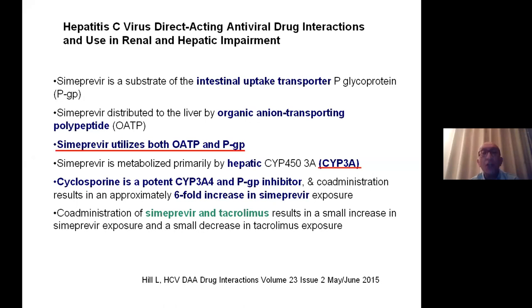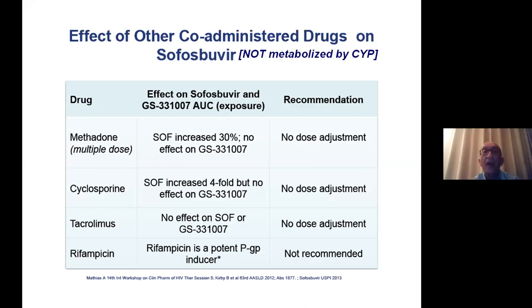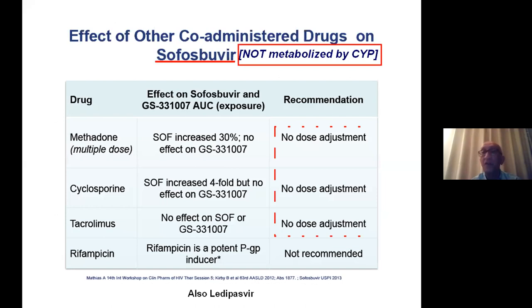Co-administration of cyclosporin, which is a potent inhibitor of the cytochrome P3A4, would result in reduced degradation of the drug. Cyclosporin is also a glycoprotein inhibitor, which is the excretory transporter, so it reduces the excretion of the drug, and the absorption is enhanced by the use of cyclosporin, and we get a 6-fold increase in simeprevir available in the systemic circulation. So we need to monitor the drug dosage with combinations with various immunosuppressive agents. And it's recommended that co-administration with sofosbuvir, which is not metabolized by the cytochrome P system, which is a different situation, would result in no dose adjustments.